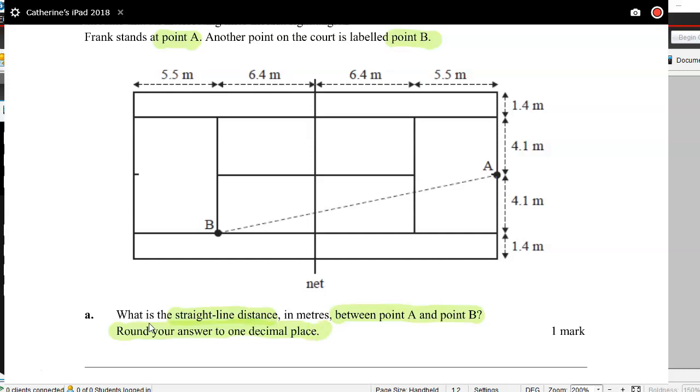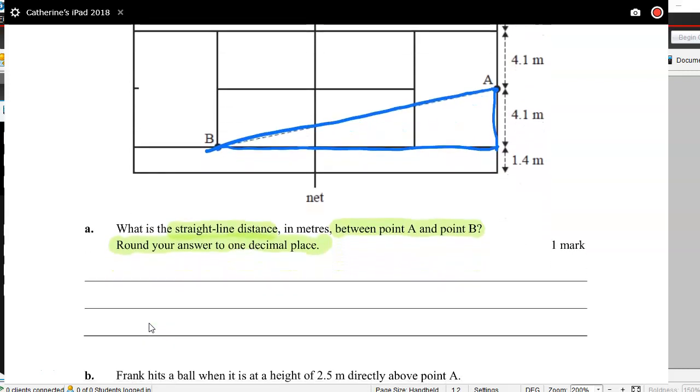Okay, looking at that, we've got point A, point B, and a lovely right angled triangle, don't we? I'll shorthand it here. So A, B, and we want to find that x. That is 4.1.